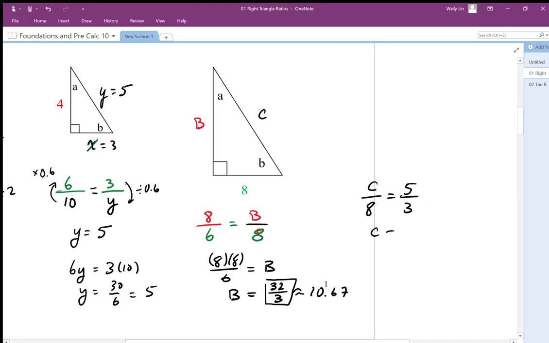And again, I'm going to cross multiply to solve this because I know it's a proportional relationship, and I know times and divide solves proportional relationships. So I end up with 40 over 3 as my answer. Approximately, the decimal value is about 13.3 repeating, so I'll round that to 13.33.